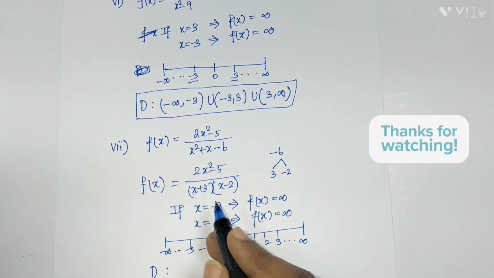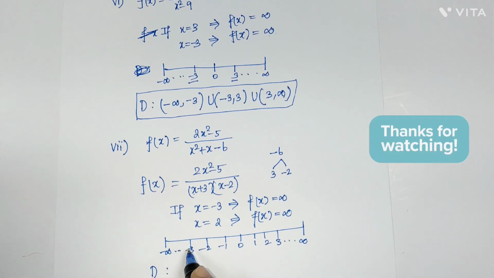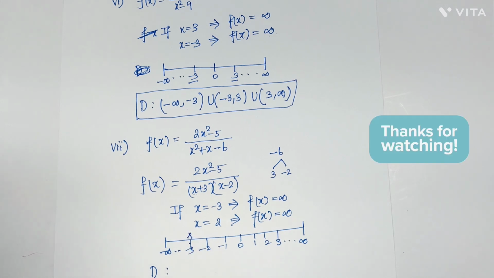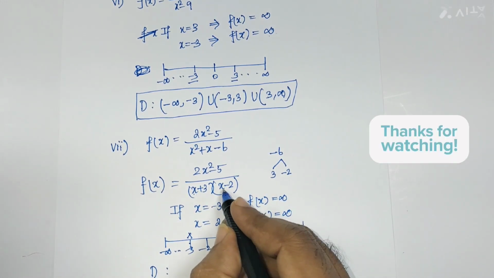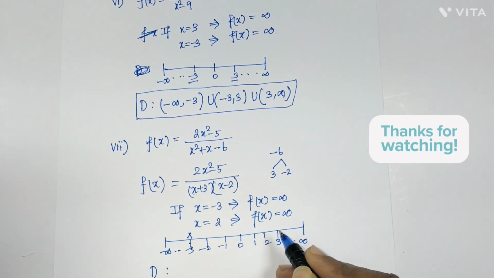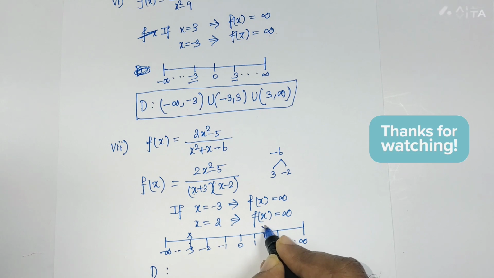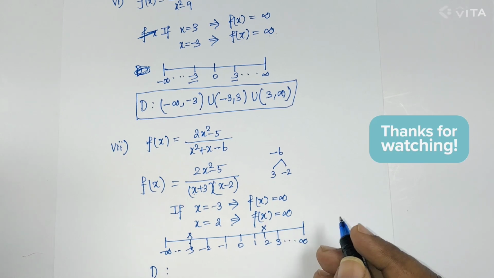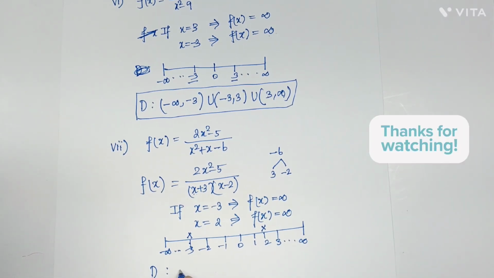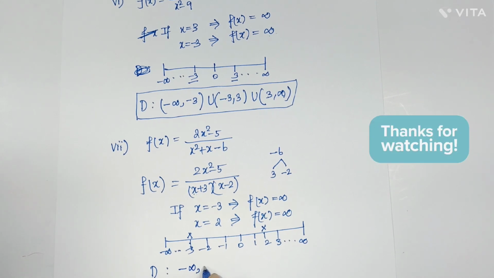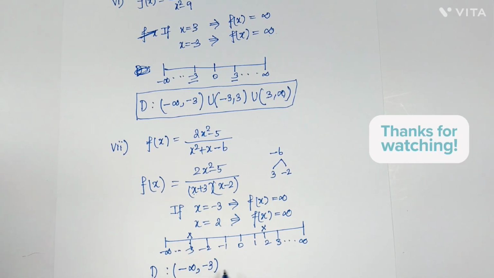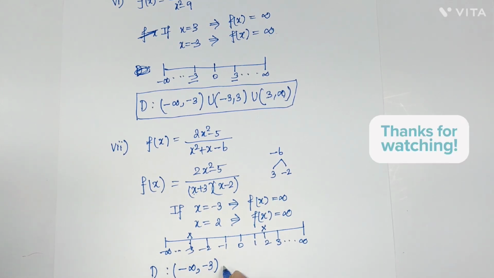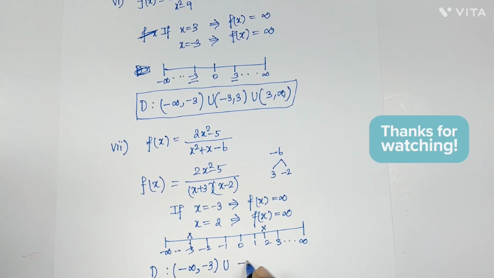So first, when I am substituting minus 3, I will get 0, right? So we could not apply minus 3 here. We have to eliminate this minus 3. And here we could not apply 2. When I am applying 2, I will get 0 again. There is no function. The rest of all the elements give the function. Right? So I will write the domain as minus infinity to minus 3. That means this minus 3 is not included.